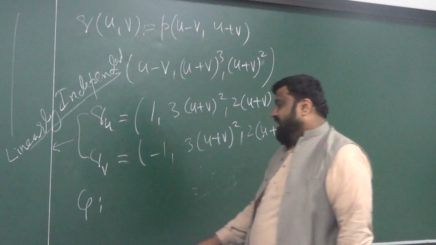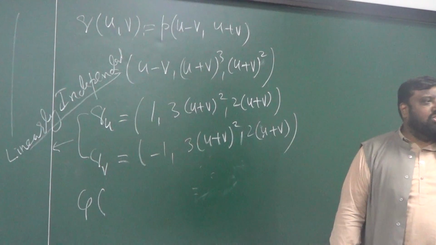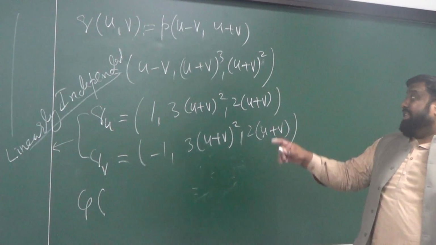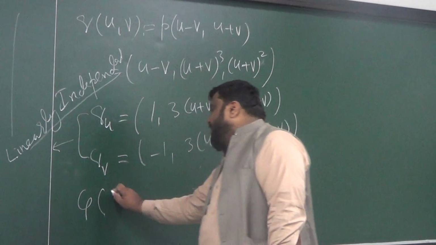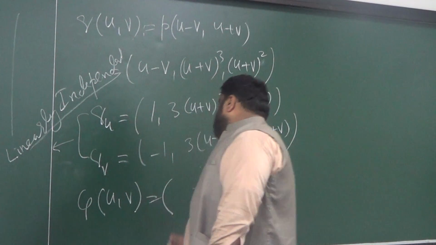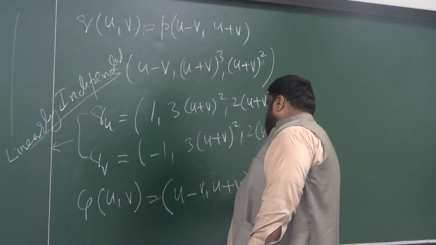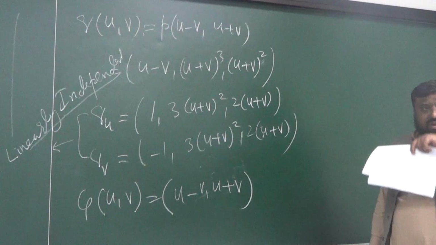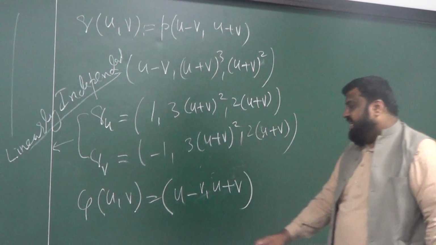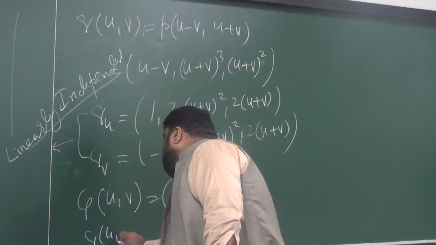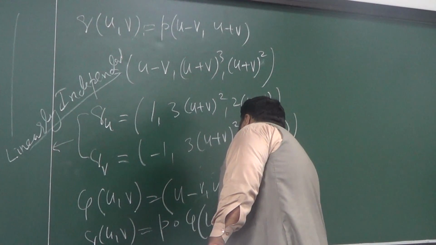The object that allows you to reparameterize, that takes you from P to Q, is this map: phi of (u, v) is (u minus v, u plus v). Now I can say that Q of (u, v) is basically P composed with phi.